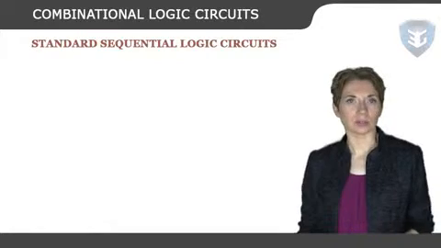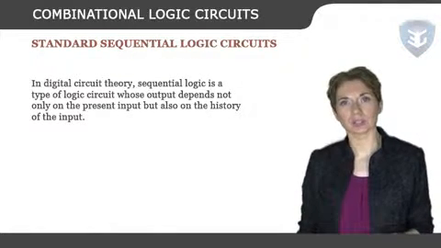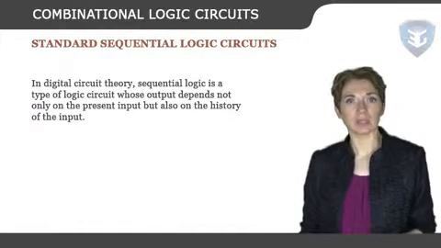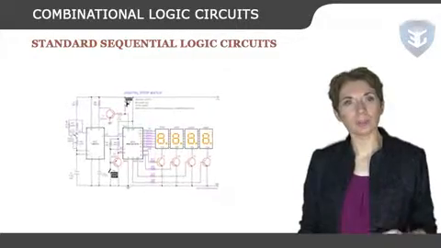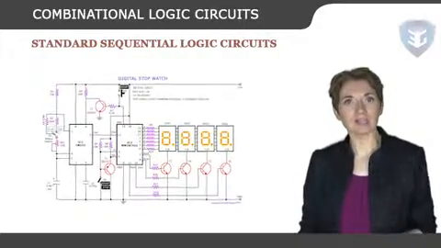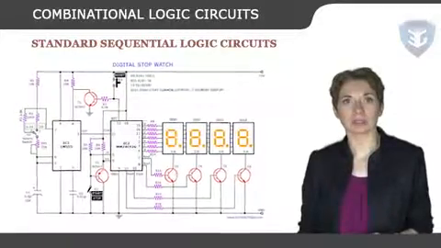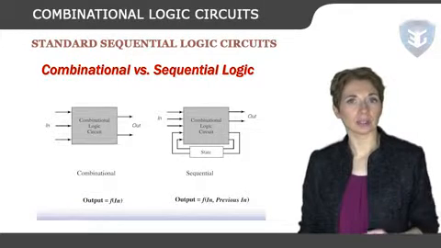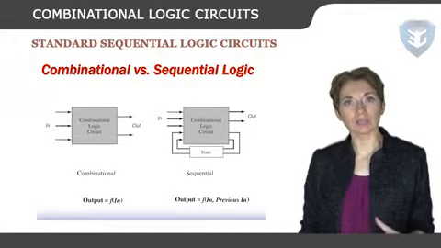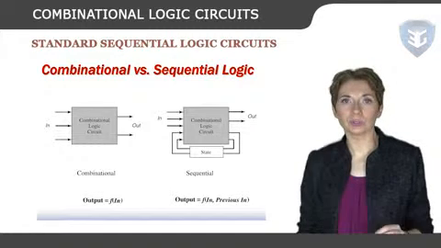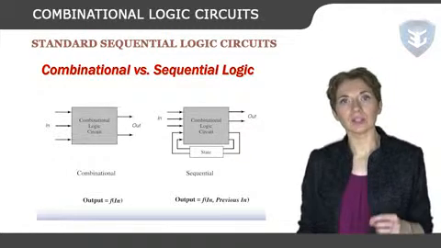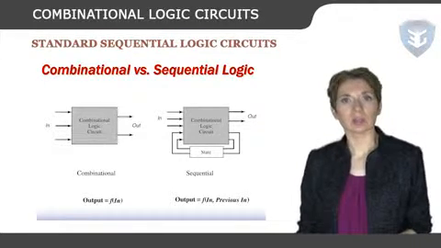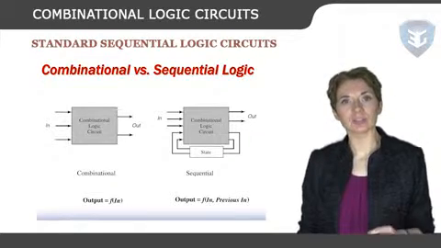In digital circuit theory, sequential logic is a type of logic circuit whose output depends not only on the present input, but also on the history of the input. This is in contrast to combinational logic, whose output is a function of and only of the present input. In other words, sequential logic has storage, memory, while combinational logic does not. Sequential logic is therefore used to construct some types of computer memory, other types of delay and storage elements, and finite state machines. Most practical computer circuits are a mixture of combinational and sequential logic.